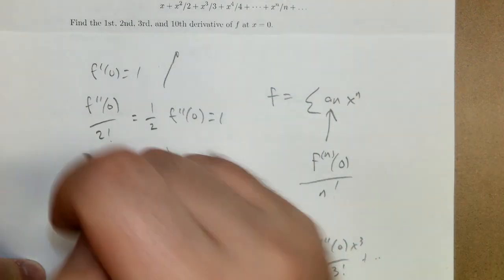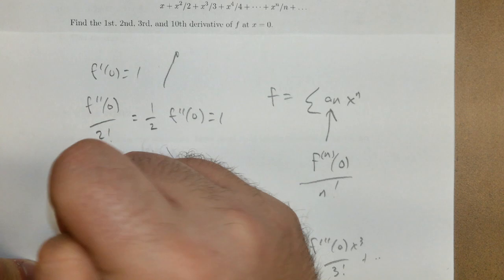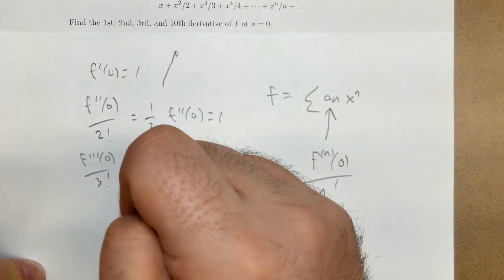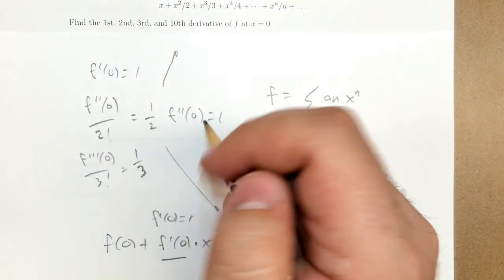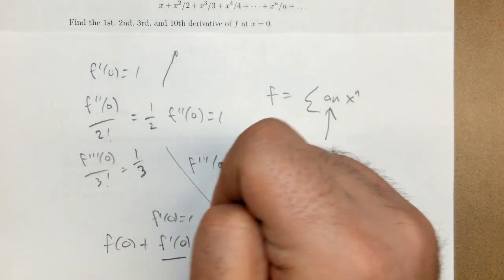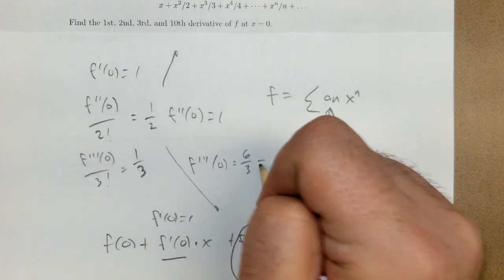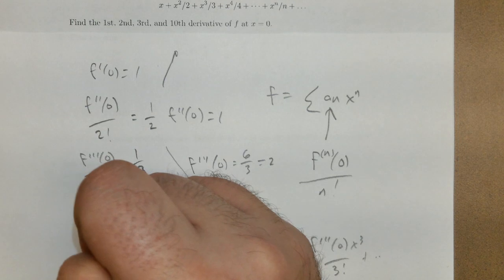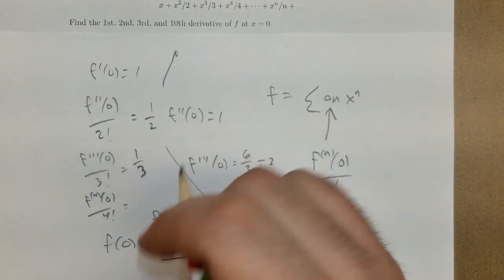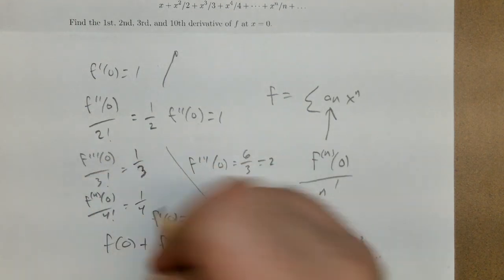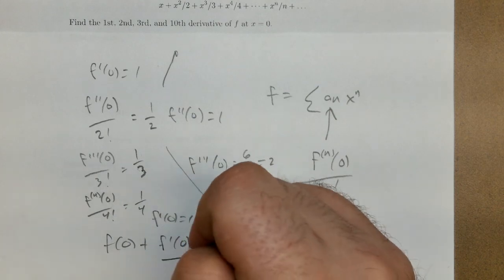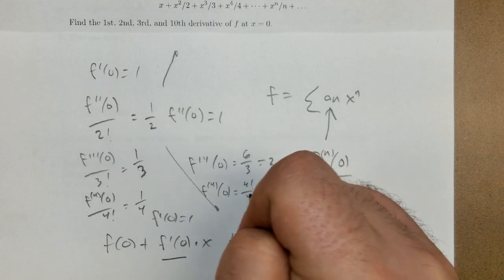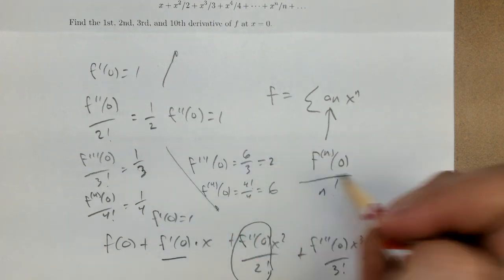If you take the third derivative over 3 factorial, it should be 1/3 because that's what's above. Now keep in mind, 3 factorial is not 3, it's 6. So the third derivative at 0 should be 6 over 3, which is 2. The fourth derivative over 4 factorial, up top it's 1/4. So that should be 4 factorial over 4, which is really 3 factorial, which is 6.